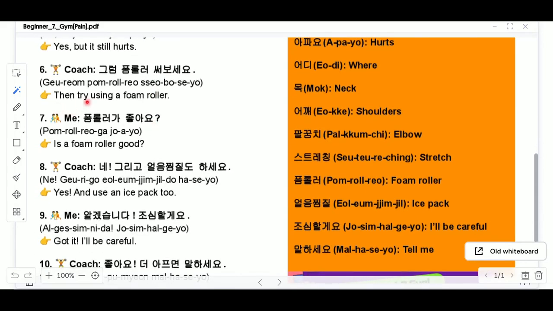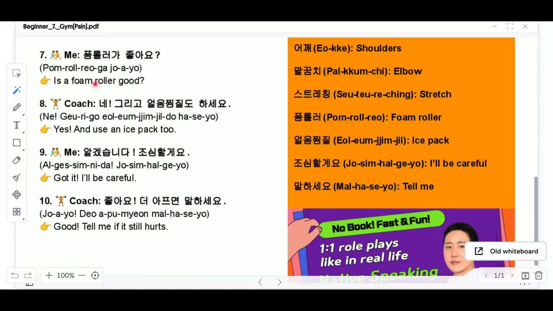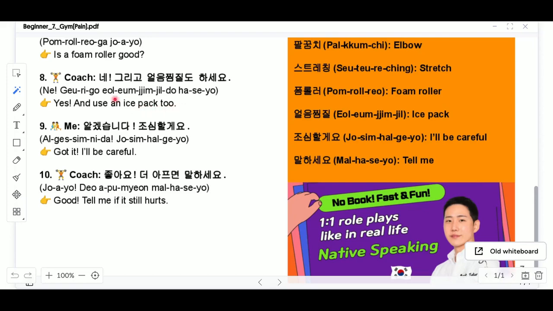Then try using a foam roller. 그럼 폼 롤러 써보세요. Great. Is a foam roller good? 폼 롤러가 좋아요? 폼 롤러가 좋아요. Yes, and use an ice pack too. 네, 그리고 얼음 찜질도 하세요. Got it. I'll be careful. 알겠습니다. 조심할게요. Good. Tell me if it still hurts. 좋아요. 더 아프면 말하세요.